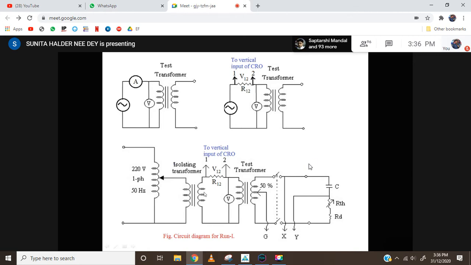From primary to secondary, power or energy is transferred totally through the magnetic circuit. That means from the primary side, no electrical quantity goes directly to the secondary side, or the primary side of the test transformer. It will go through the magnetic circuit. So whatever deformation we get is generated in the test transformer, not coming from the isolating transformer, not coming from the source. Understood this?